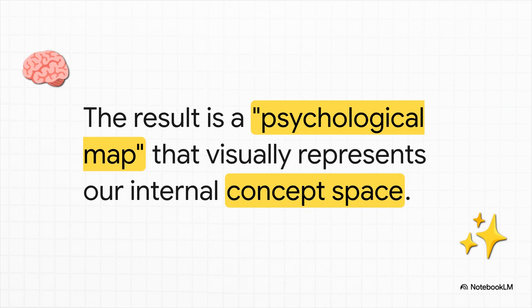And what you get at the end of all that is a psychological map, a literal map of the mind. It's this incredible visual that shows us how we organize concepts inside our heads. Things we think are super similar, they're huddled close together on the map. Things we see as totally different, they're way far apart. It's a snapshot of our internal world.